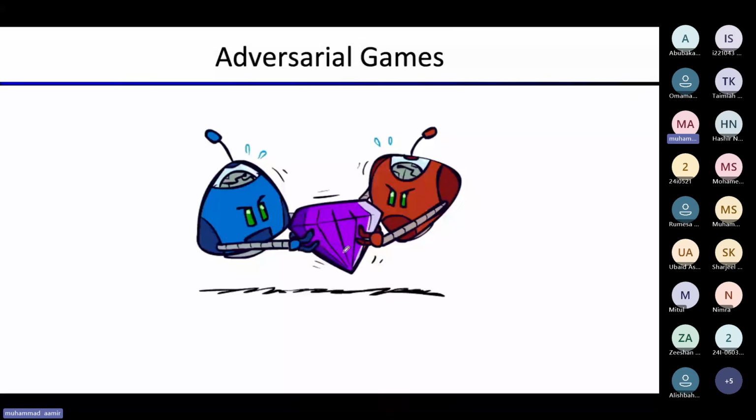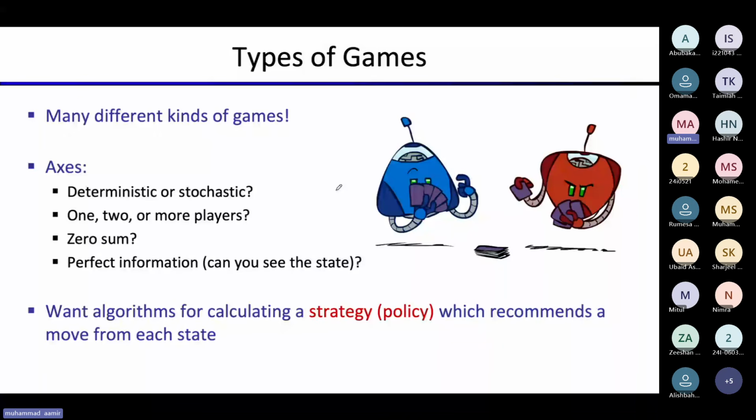So there are multiple types of games. Adversarial searches are used to develop or program the games. We will see how we can use this algorithm and how it works. There are many different kinds of games, deterministic or stochastic. You know about this. We studied deterministic and stochastic on the basis of environment types in the very first lectures of AI.